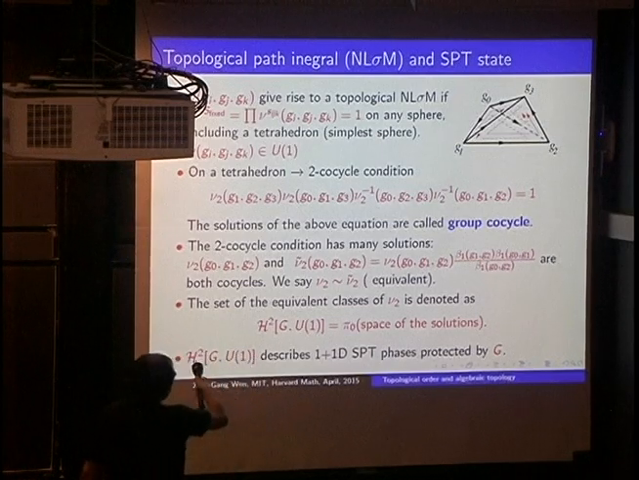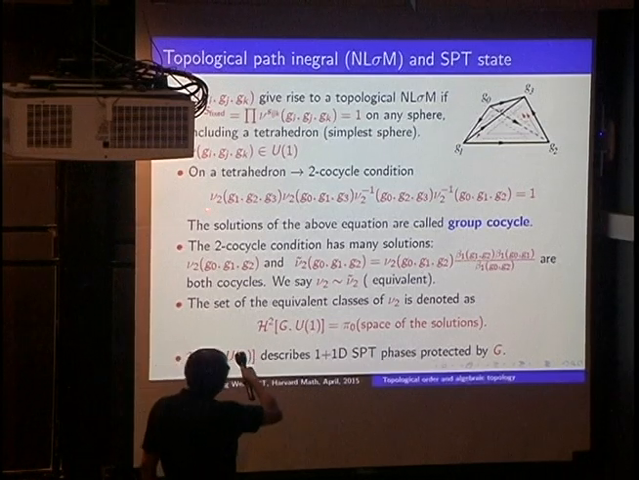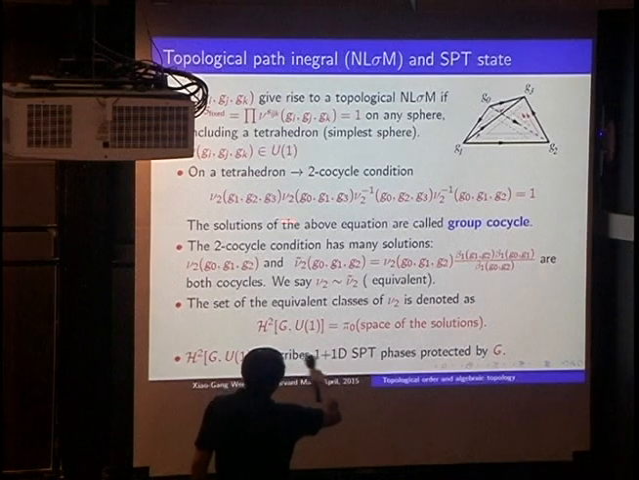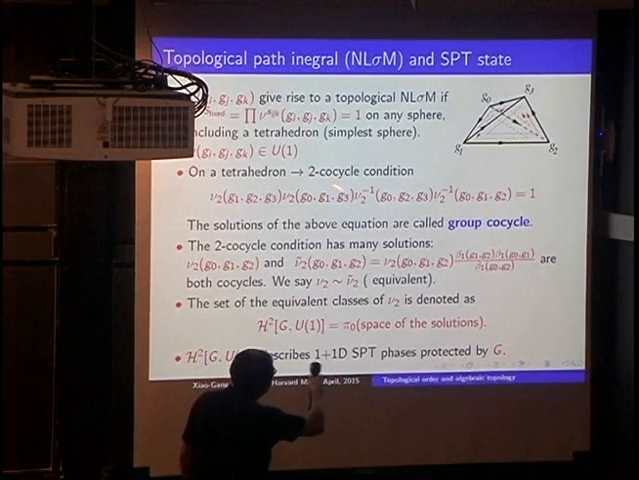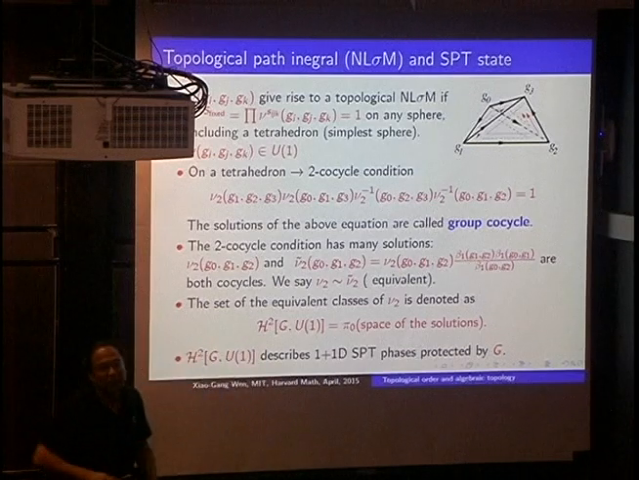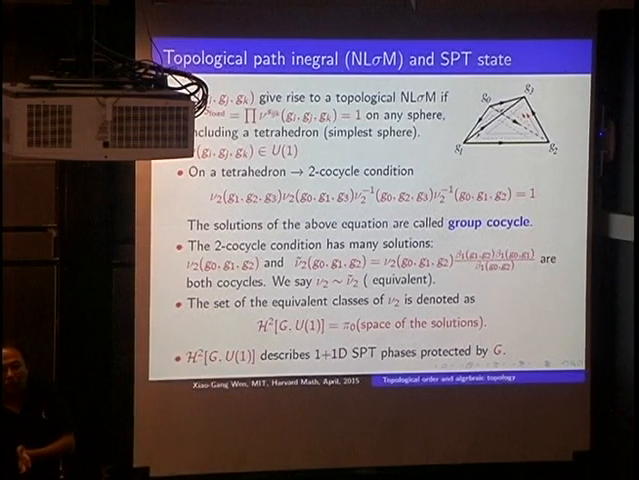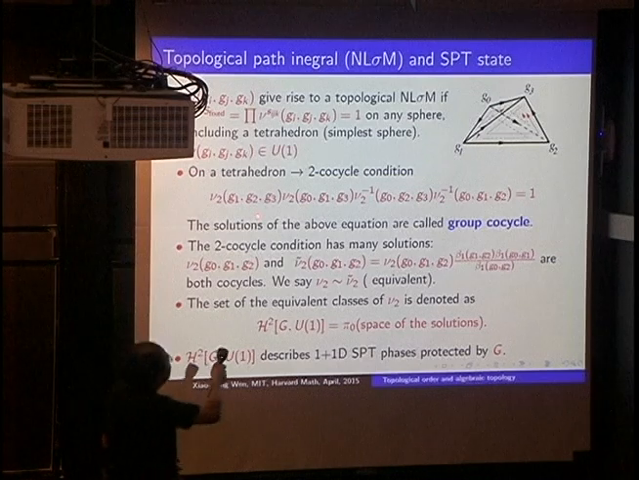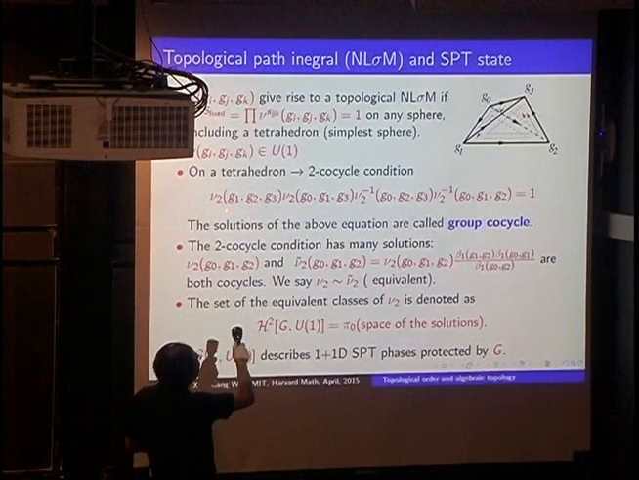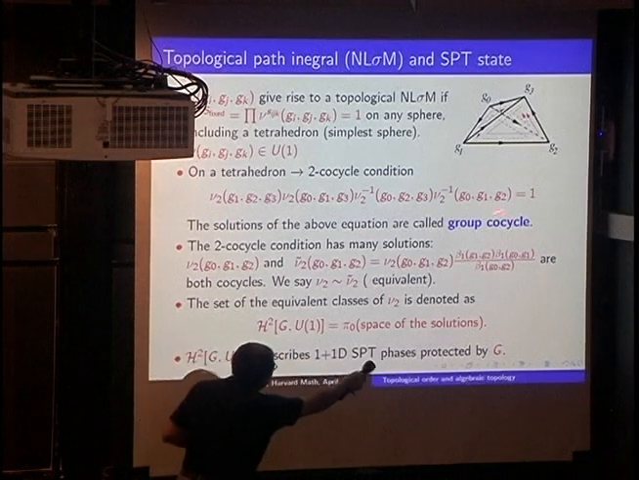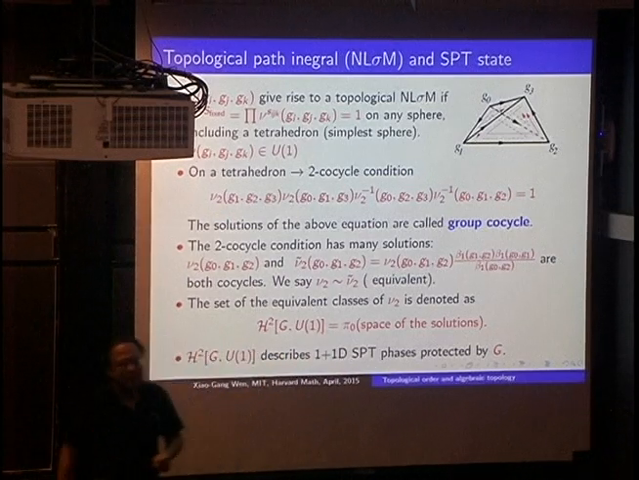At this stage, for those who are familiar with group cohomology, these formulas are actually a cocycle condition. So this nu is a group cocycle, and this nu is a group cochain.